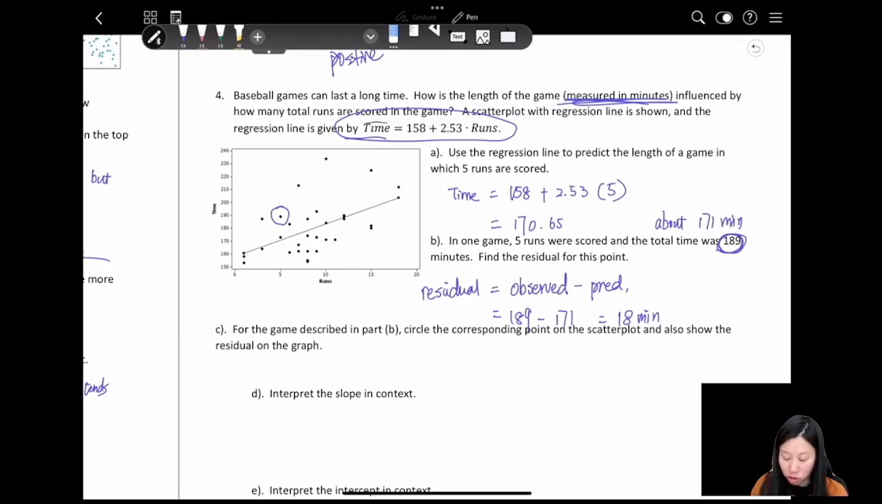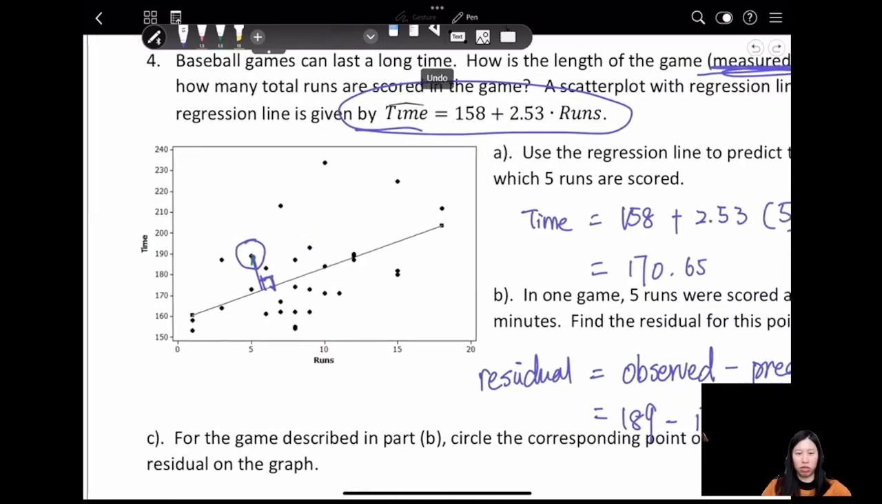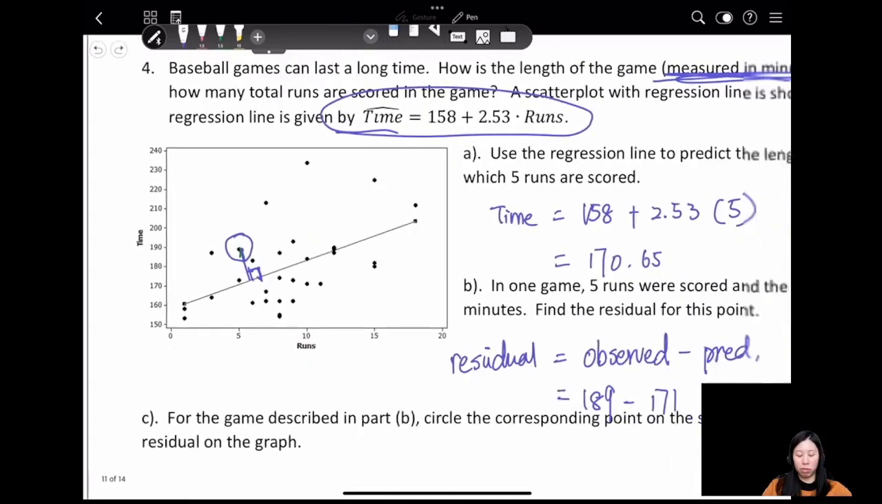And also they want you to show the residual on the graph. Remember, residual is the distance between the point and the line. It's not a straight line, because straight line is not the distance. When you measure distance, it has to be perpendicular to that line. So it should be in this direction, and this part is the residual. Let me straighten it up. It has to be perpendicular to it.